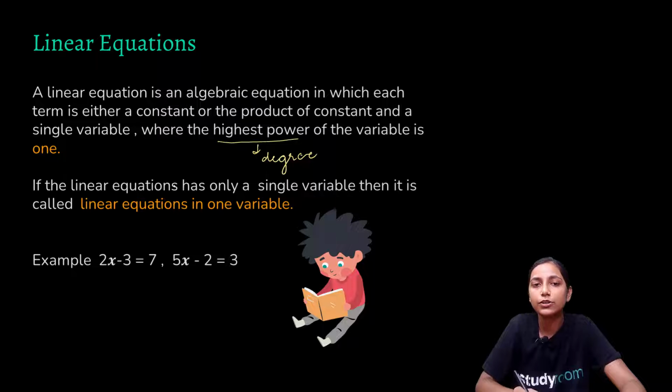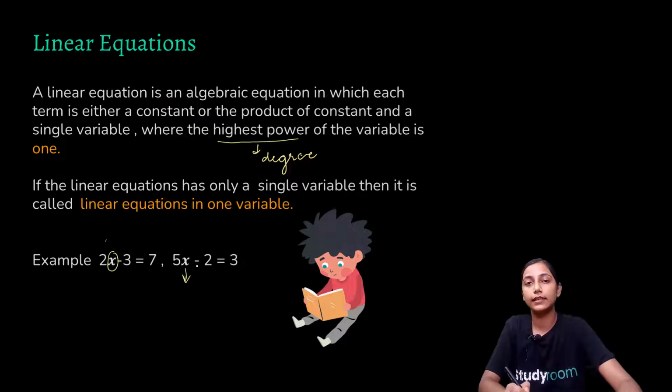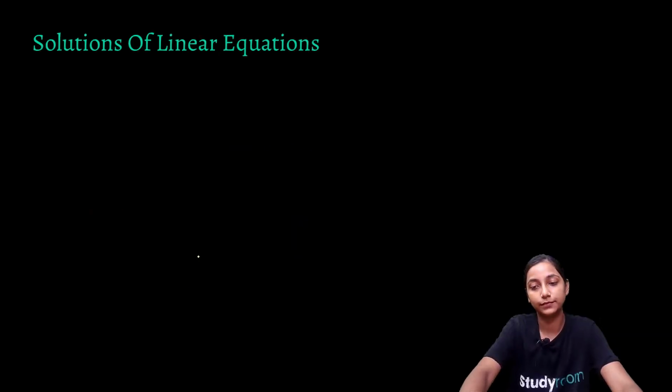Now see, if the linear equation has only a single variable, then it is called a linear equation in one variable. For example, 2x minus 3 equal to 7: how many variables are there? Only one, that is x. Therefore it will be known as a linear equation in one variable. It has 3 constants, 2, 3 and 7, and only one variable.